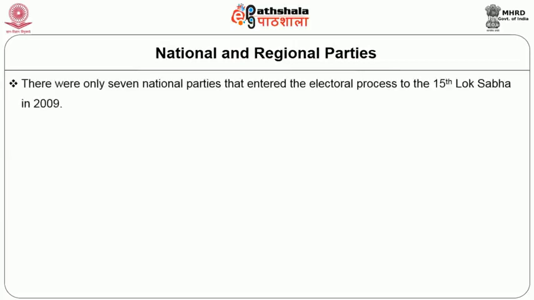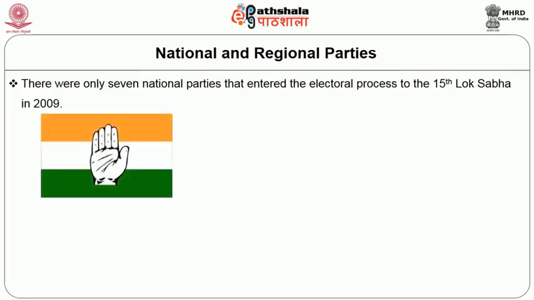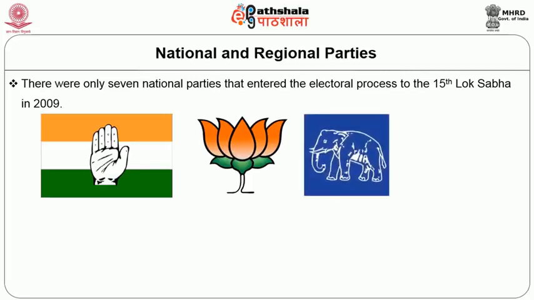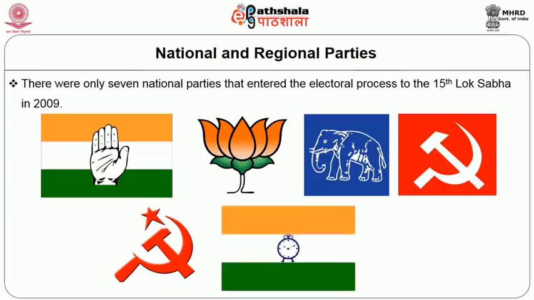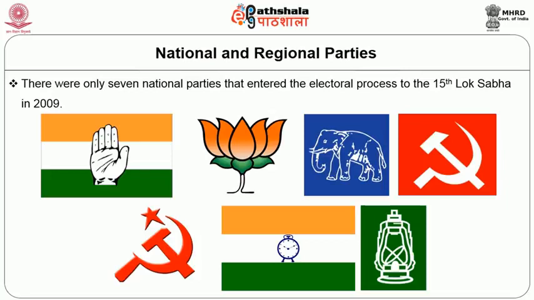There were only 7 national parties that entered the electoral process to the 15th Lok Sabha in 2009: Indian National Congress, BJP, BSP, that is Bahujan Samaj Party, CPI, Communist Party of India, CPIM, that is Communist Party of India Marxist, Nationalist Congress Party NCP, and Rashtriya Janata Dal RJD.